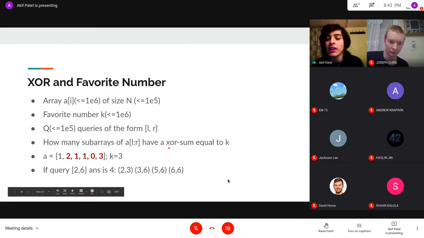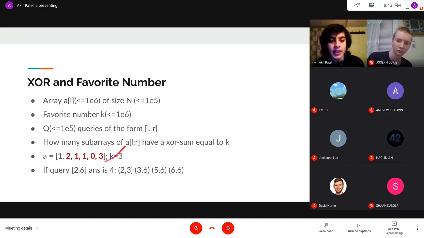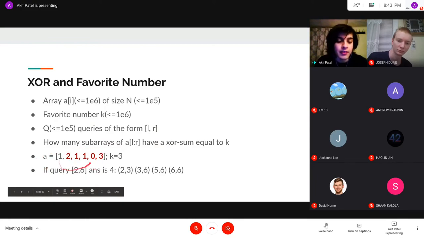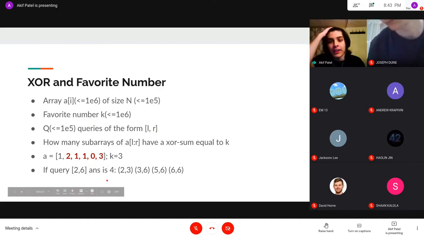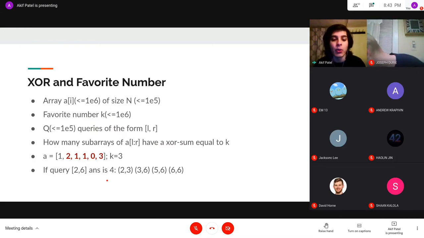By Xor sum, I just mean you take all the elements and Xor them together. As an example, look at this. This is an array A, and let's say K equals 3. Then if we're given the query 2 to 6, so 1, 2, 3, 4, 5, 6, then the answer is 4, because 4 subarrays of this subarray have a Xor sum of 3.